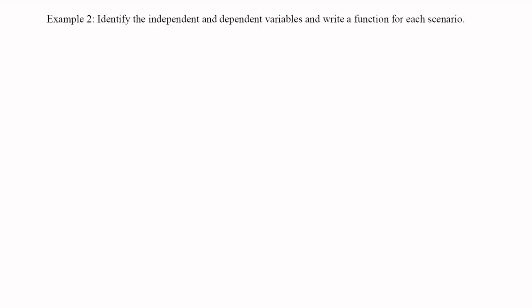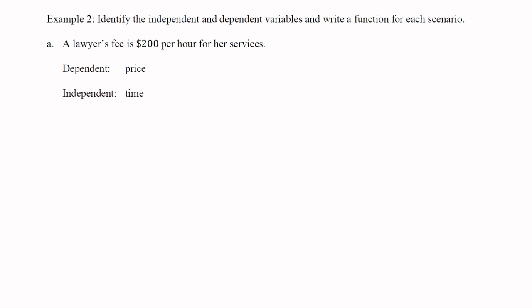So let's identify the independent and dependent variables, and let's write a function for each scenario. A lawyer's fee is $200 per hour for her services. Our dependent variable is the price. The independent variable is time, because the price that we pay is dependent on how much time we use. So we can write a function for that. F of x, our price, is equal to 200x, 200 times the number of hours that we use.